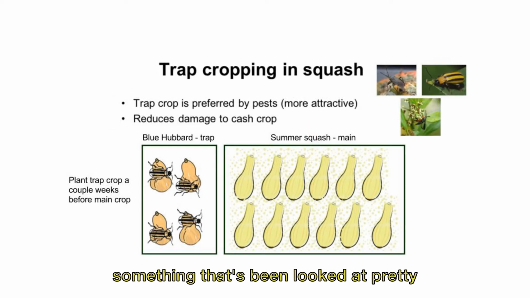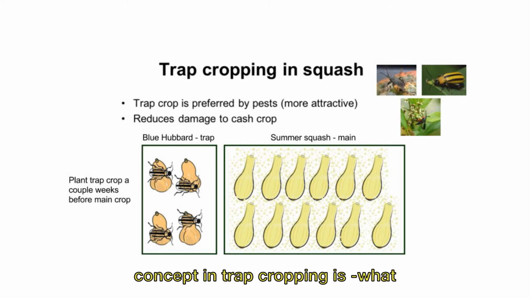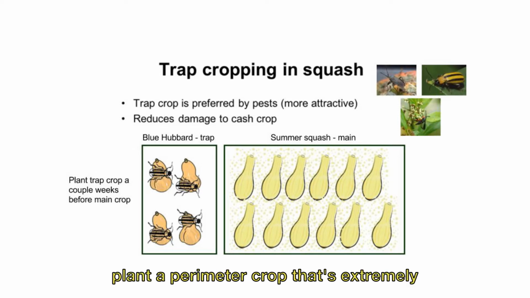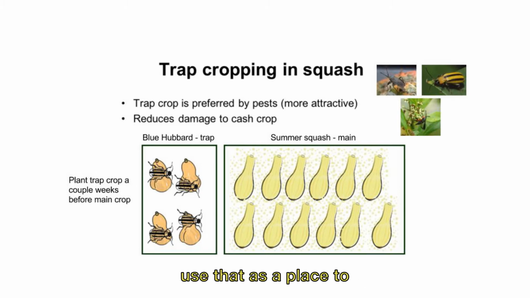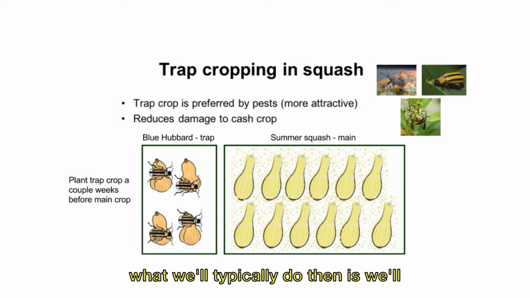So trap cropping is something that's been looked at pretty extensively in conventional agriculture. The concept in trap cropping is that we oftentimes will plant a perimeter crop that's extremely attractive to our target pest or pests. And the idea is that you use that as a place to concentrate the pest. In conventional agriculture, what we'll typically do then is apply a bunch of nasty insecticides and kill them in that first line of defense. In organics, we're a bit limited in that area because we don't have a lot of nasty insecticides that provide a lot of really good effective kill. But there are some ways to use this, I think.